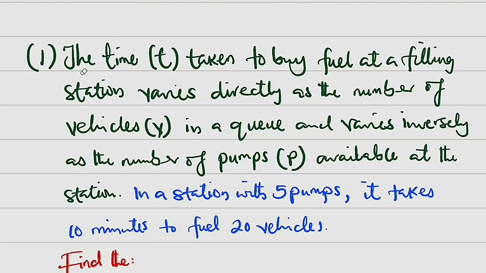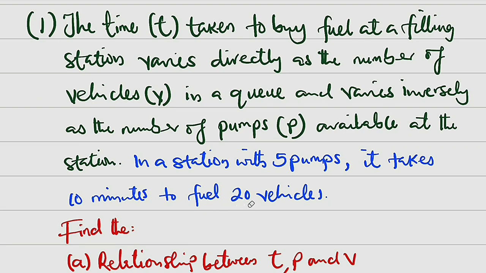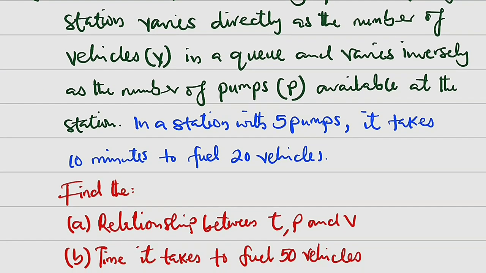Question number 1 reads, the time T taken to buy fuel at a filling station varies directly as the number of vehicles V in the queue and varies inversely as the number of pumps P available at the filling station. In a station with 5 pumps, it takes 10 minutes to fuel 20 vehicles.